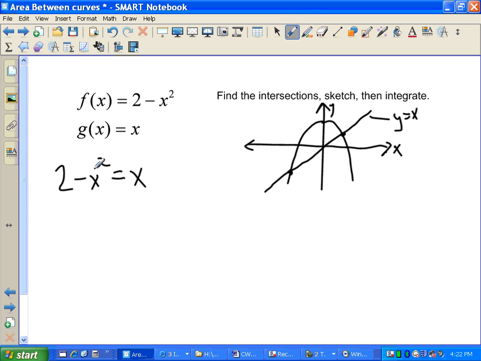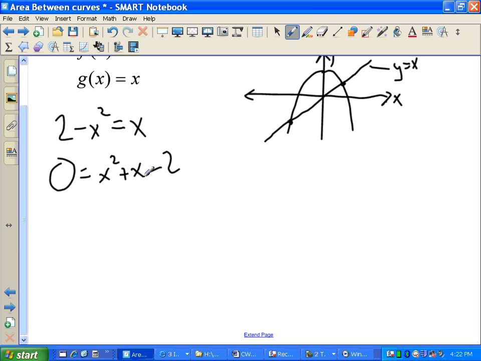We could jump to tables, we could jump to the calculator, graph it and find the intersection, but we can do this one pretty easily by hand. It's just a quadratic. So we'll just say that 0 is equal to x squared plus x minus 2. Check my algebra there. I think it's okay.